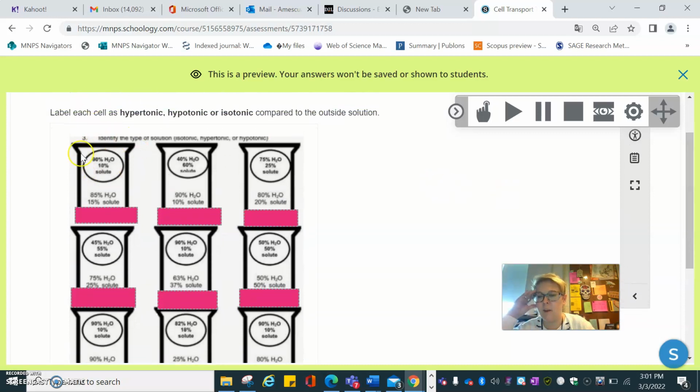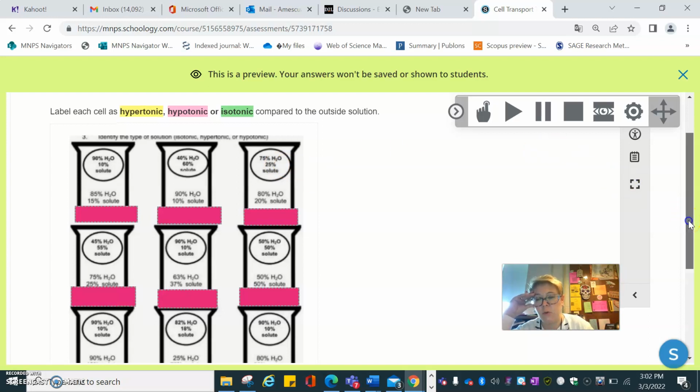We want to look at what's in the cell and what's outside in the solution and decide whether the cell is hypertonic, hypotonic, or isotonic. Hypertonic means there's more water outside the cell than inside the cell. Hypotonic means there's more water in the cell than outside the cell. Isotonic means that there is the same amount of water inside and outside.